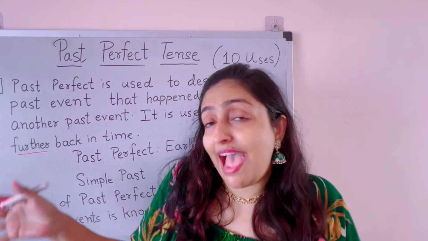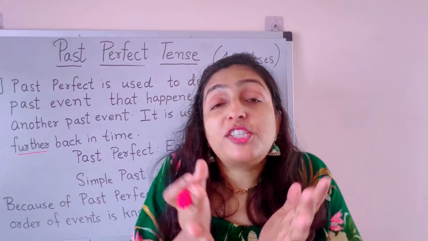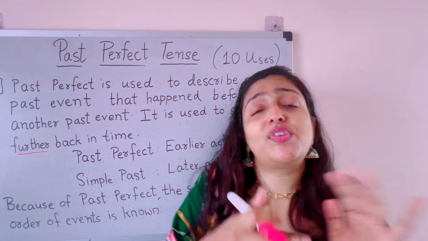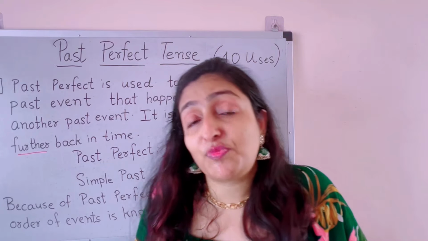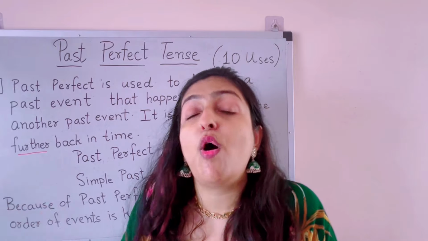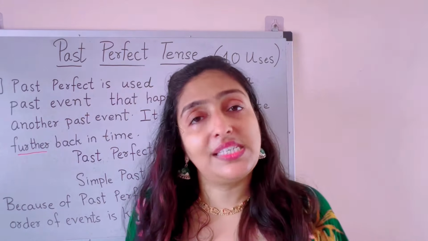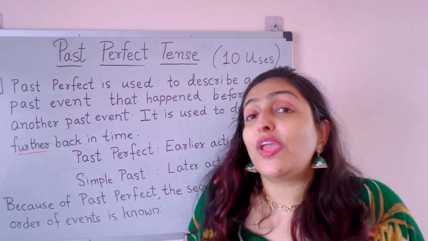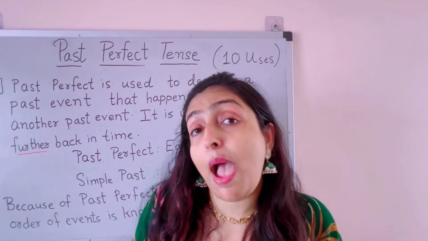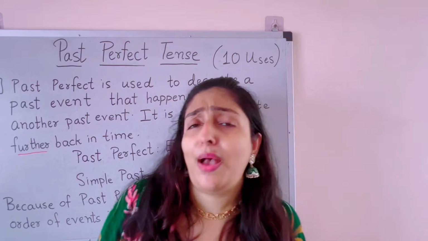Past perfect says that if in a sentence there are two actions or two events taking place, one is in simple past and the other is written in past perfect, and that past perfect is the action or event that took place even before simple past. Past perfect denotes further back in time. It has happened even earlier than simple past.